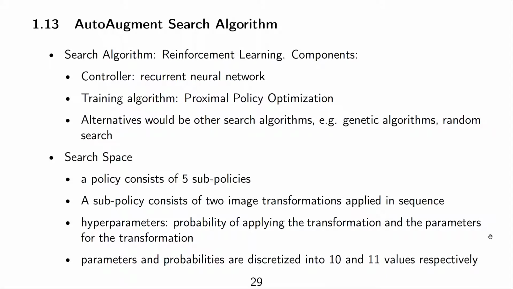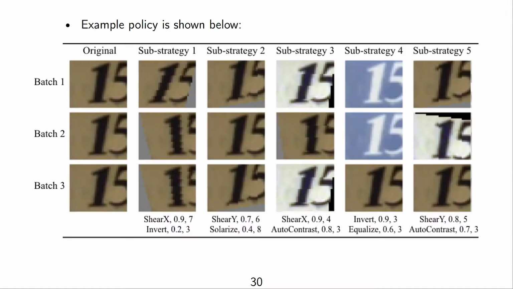So what we have is parameters for, for example, a translation or rotation. You can't rotate by any arbitrary value. You would say, okay, we have 10 different rotations, and then for each of those, we cannot have an arbitrary probability between 0 and 1, but we'll also discretize possible probabilities.